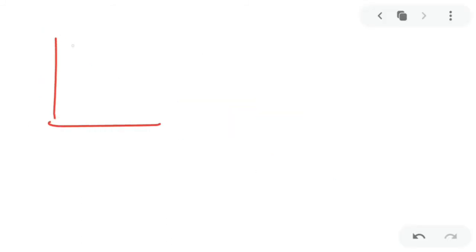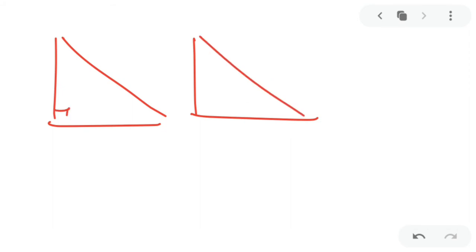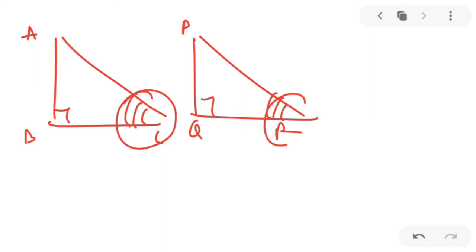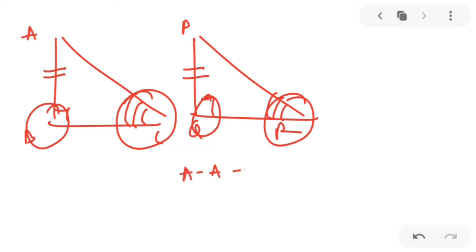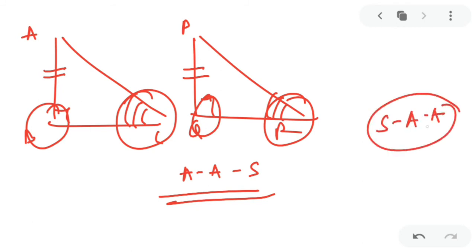Sometimes they will also give you again two right angle triangles, and here I will give you the marking. Angle C is equal to angle R, angle B is equal to angle Q, and side AB is equal to side PQ. In that case, two triangles are congruent by angle, angle, side. My dear kids, many kids make mistake by writing side, angle, angle. Don't write such kind of test, it is not available. You have to use angle, angle, side.